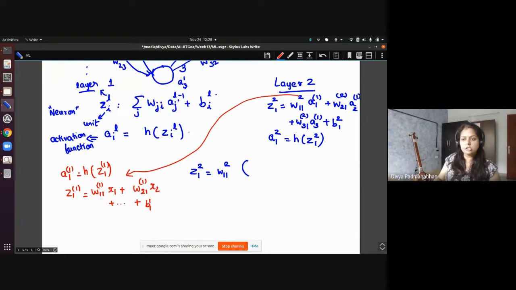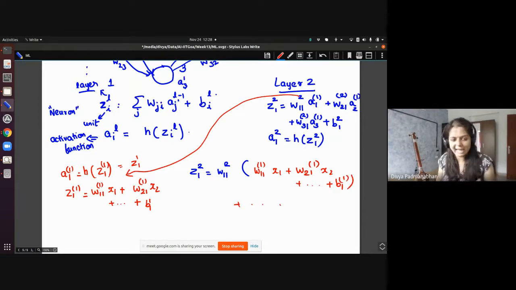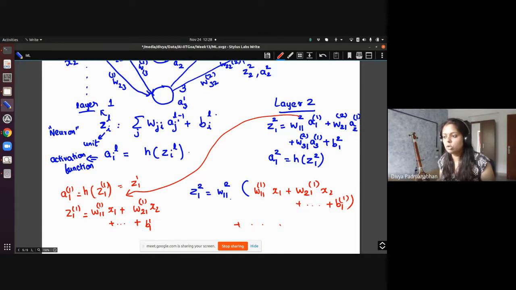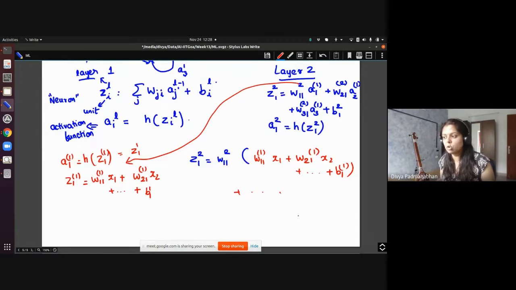Suppose H was just the identity function. So suppose H was just Z11, you're not going to apply this function, you're just going to take the value of Z as it is. What you will get here is again W111 of X1 plus W211 of X2 plus so on plus B11. Like that, this will go on. In case you didn't have this H function, if it was just the linear function, ultimately even this Z1 is going to give you again a linear function. So this is going to be linear in x1 to xd.